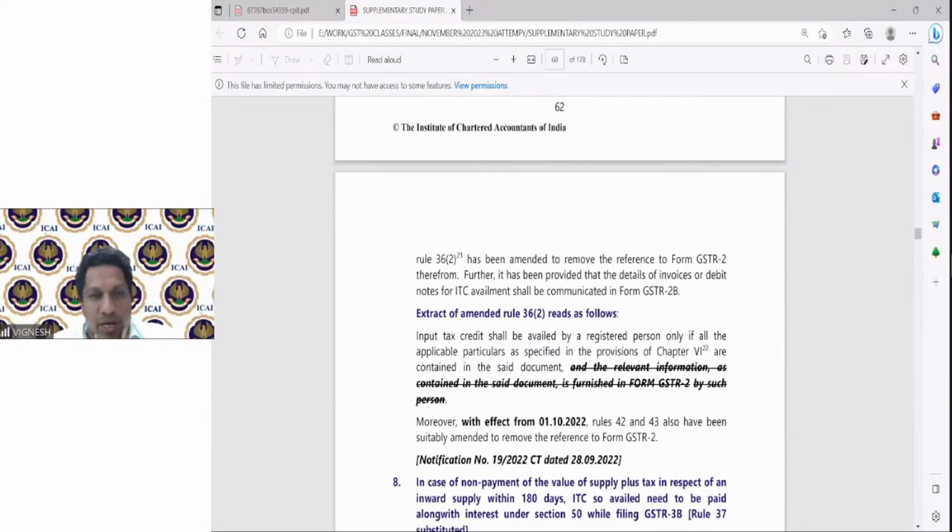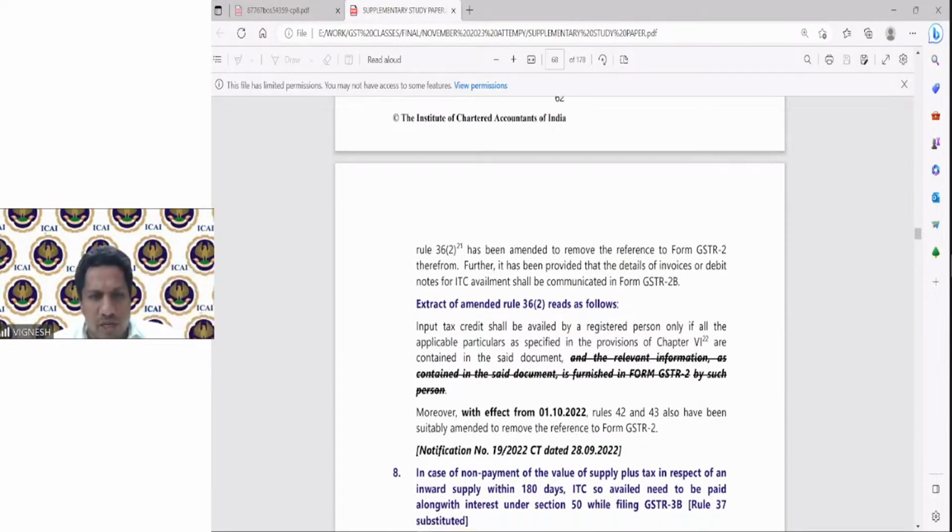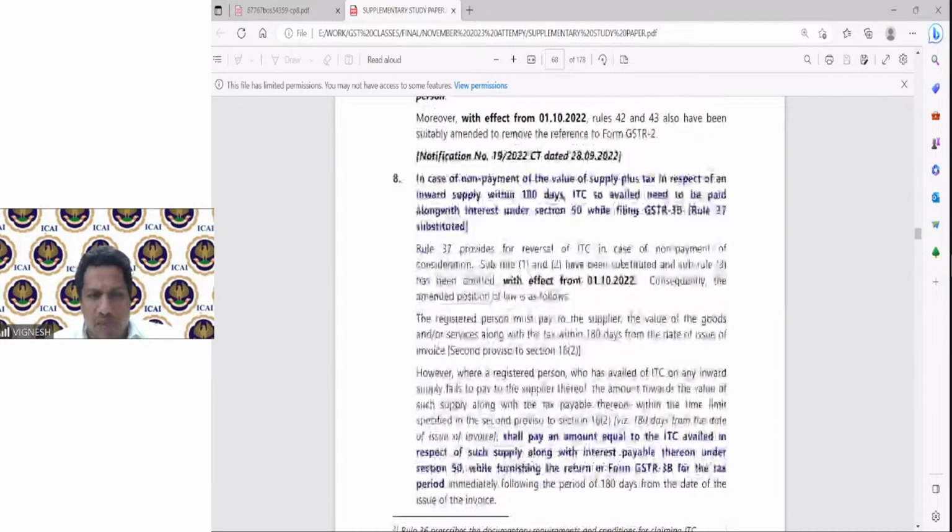So what is the amended 36(2)? ITC shall be availed by the registered person only if the applicable particulars are contained in the said document. The entire line after that, GSTR2, is removed. Similarly, rules 42 and 43 also have GSTR2 removed. GSTR2 is no longer relevant in any way. Only GSTR1 and GSTR2B are relevant. That is why GSTR2 has been totally removed.